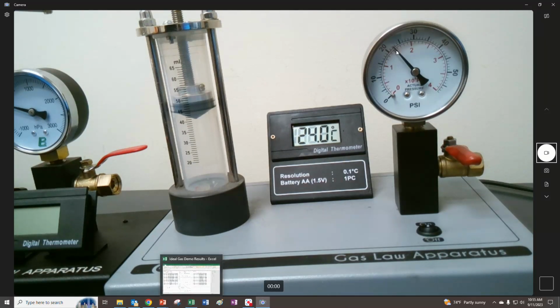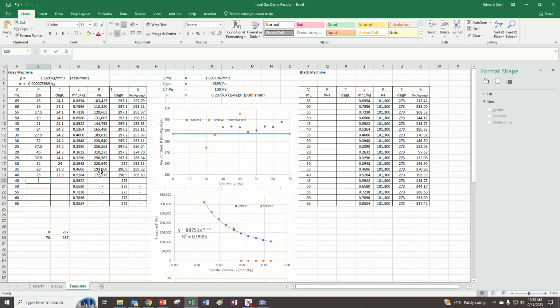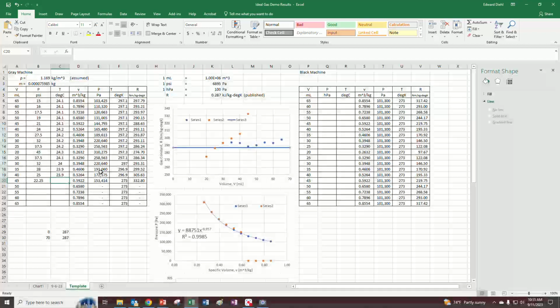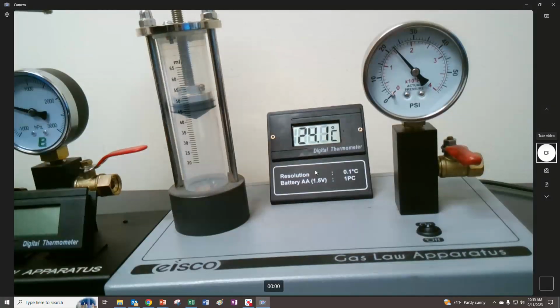Or are we getting to exact? Not 25, I mean 20. Yeah, 22 point, yeah. What do you think? 22.25. Now I'm talking to myself. At 23.9. And then let's go up here.